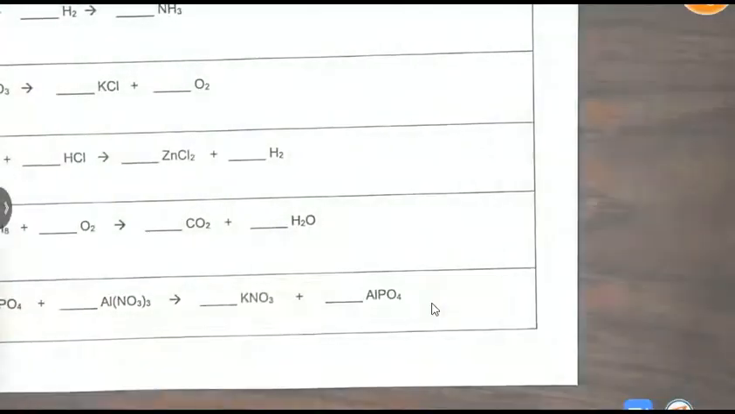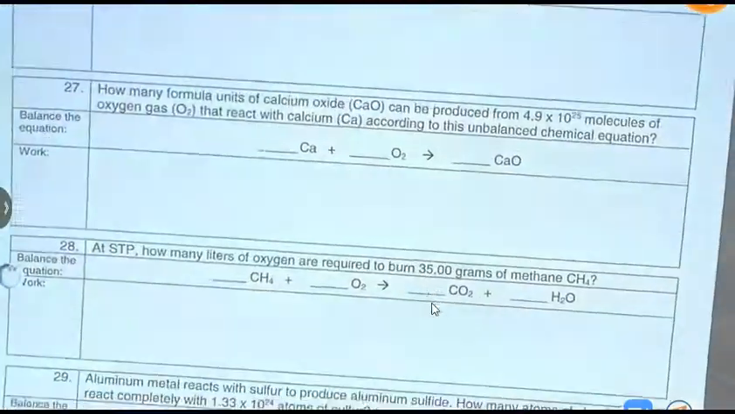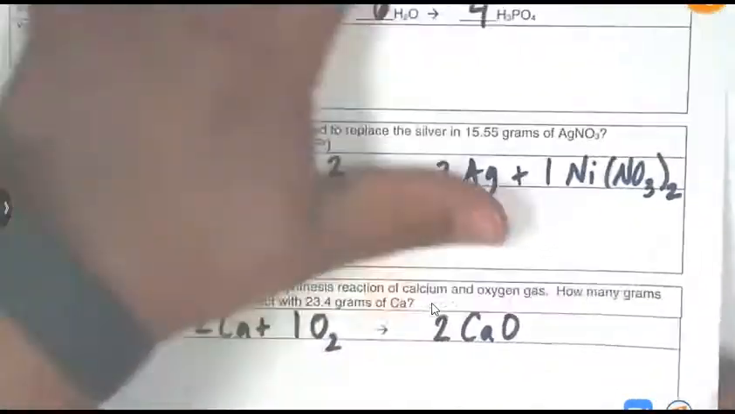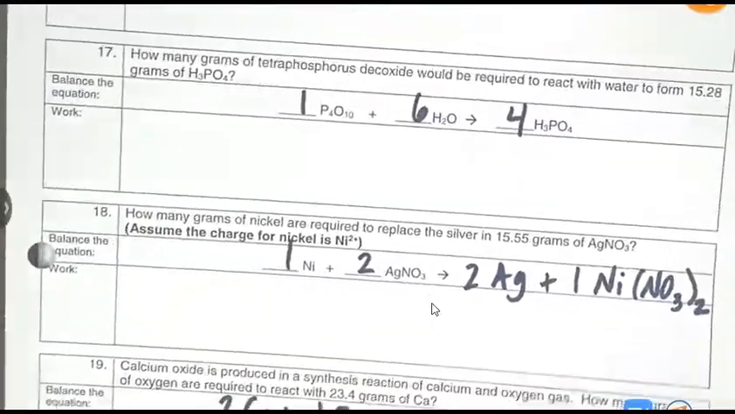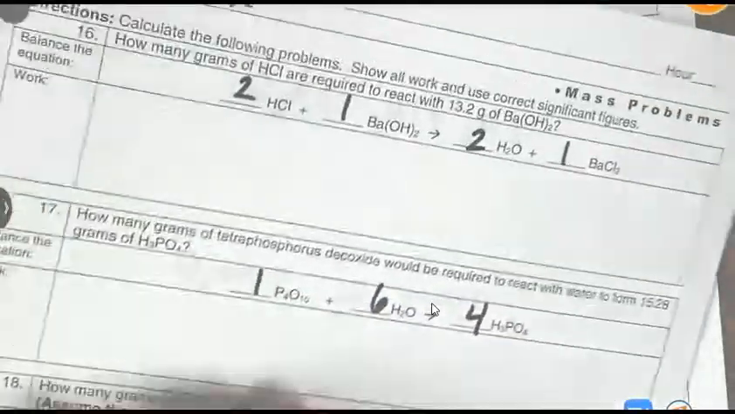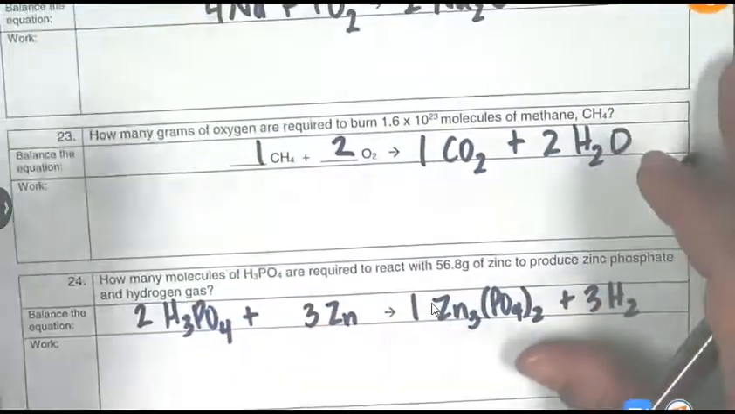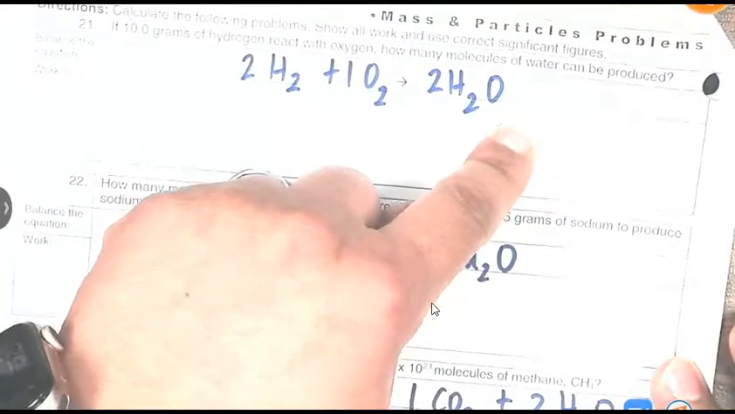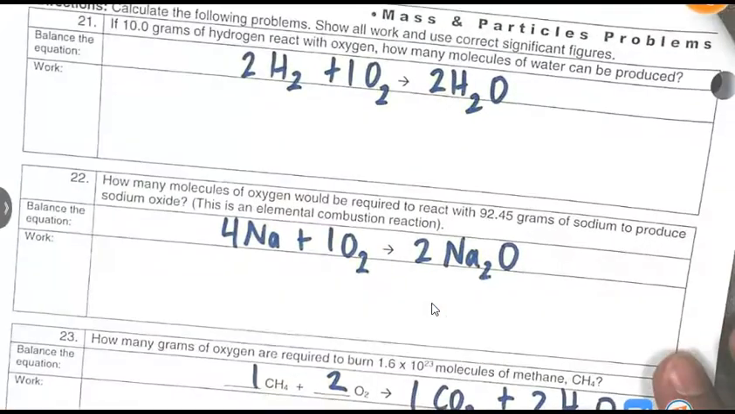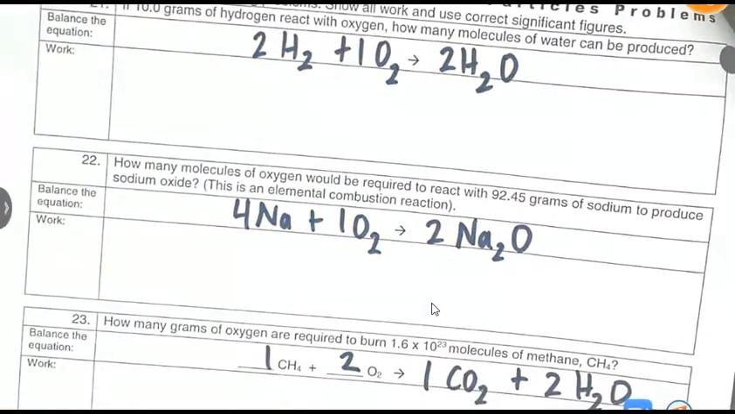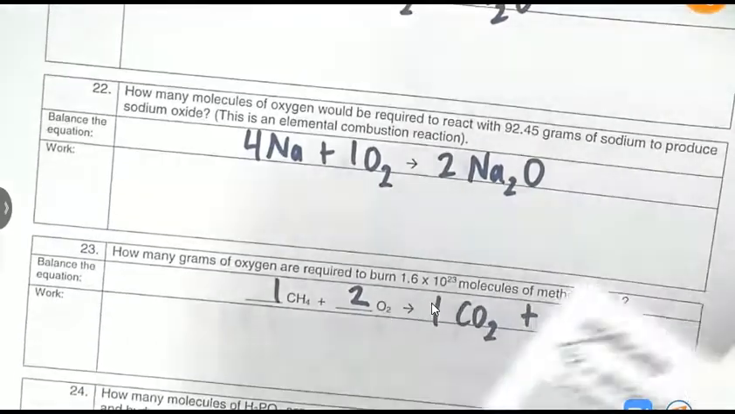So what's your homework? Your homework is 12.2. So we have our 12.2 that we've already filled in all of our balanced equations. And 16 to 20 are mass problems. 21 to 25 are mass and particles. Okay? I'd be careful with sig figs on 21. All right? And then you will have this ready to grade in class tomorrow.